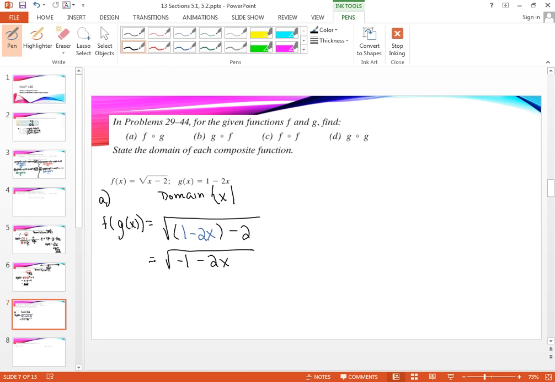Now, it's a square root. The expression underneath cannot be negative. So this is going to be restricted. We started with all real numbers. Now we're going to restrict it some. We know that the negative 1 minus 2x has to be bigger than or equal to 0. So if we add 1 to both sides, and then divide both sides by -2, we get x is less than or equal to -1/2. So g wasn't restricted, but f of g of x is. It's restricted to the x's that are less than or equal to -1/2.